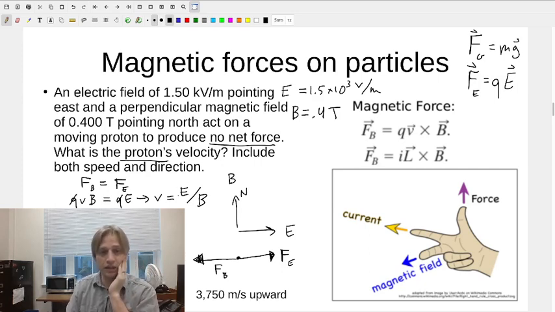And so if you take the E in good units and B in good units and take the ratio, you will get something in meters per second.